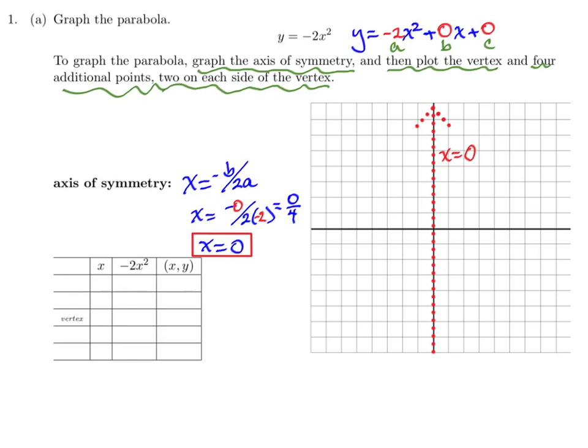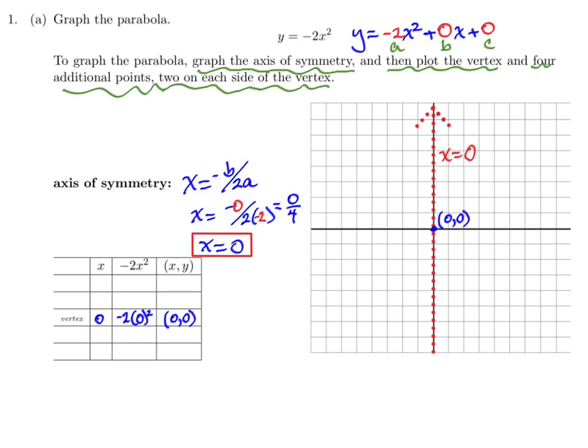The first thing we want to fill in is the vertex. So the x-coordinate of the vertex is 0, because the vertex has to sit on that line, x equals 0, and every point on that line has x-coordinate 0. So let's put in 0 for the x-coordinate of the vertex. And now let's find the y-coordinate. Well, we plug 0 in for x, and we get negative 2 times 0 squared. So that's 0 as well. So let's plot the vertex and label it. We don't know if that's the lowest point or the highest point at this point. We're going to have to find a few other points.